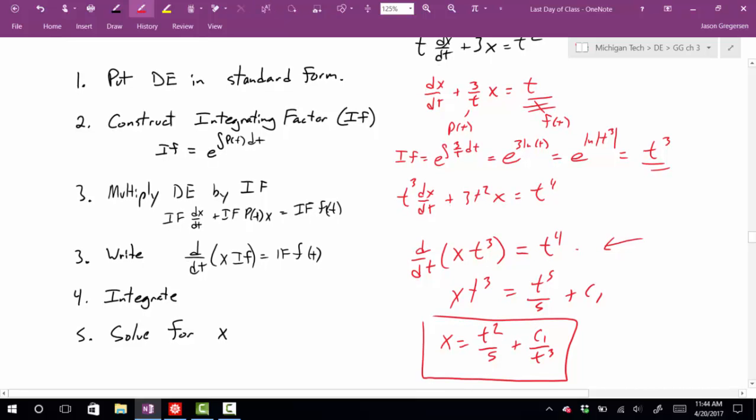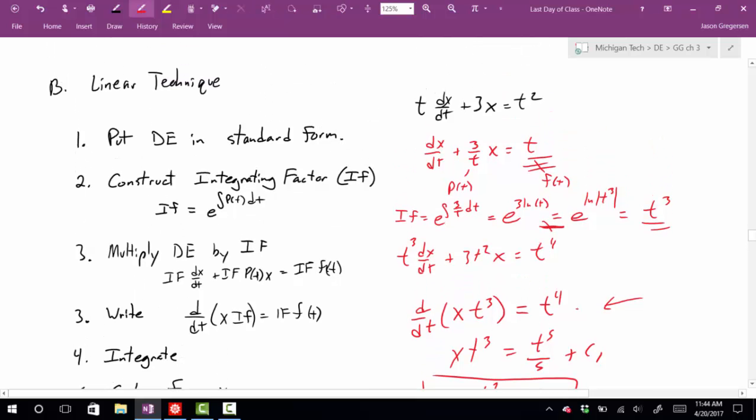I'm sorry, we're here. Very first equation. So to get to this equation here, t to the fourth over here. Okay, so I took my whole equation, and I multiplied it through by my integrating factor. So I multiply the whole left-hand side, and I get t times t to the third.